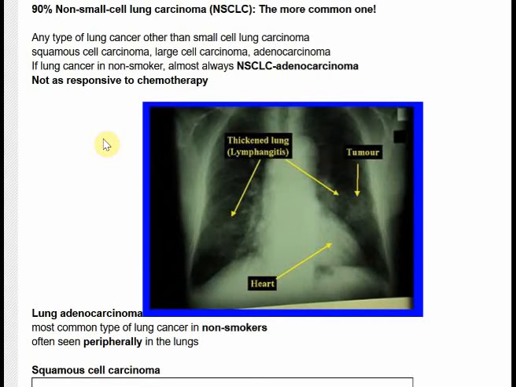So lung adenocarcinoma, as I said, the most common type of lung cancer, also found in non-smokers, tends to be found quite peripherally and is not as responsive to chemotherapy. If found early, surgery is usually the option. So that is adenocarcinoma.